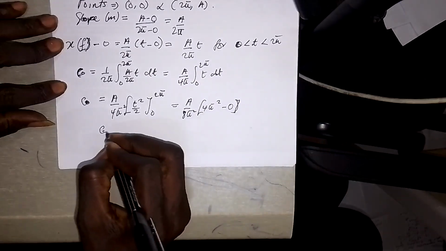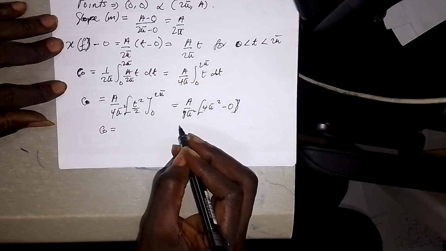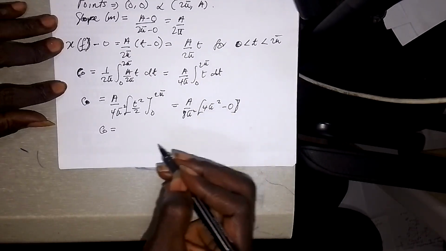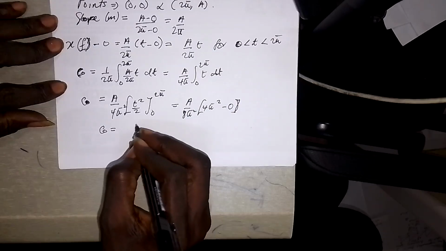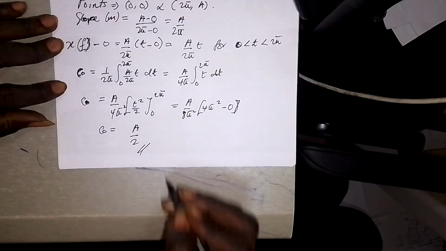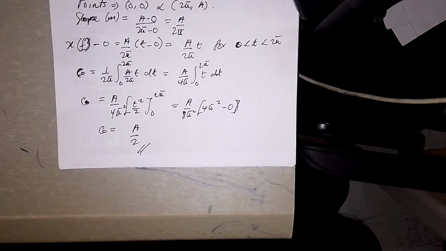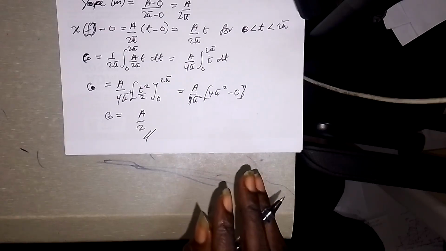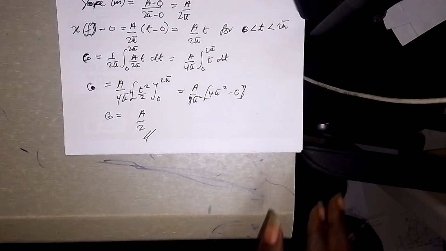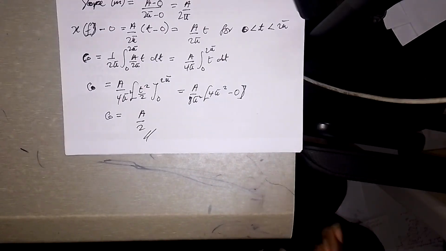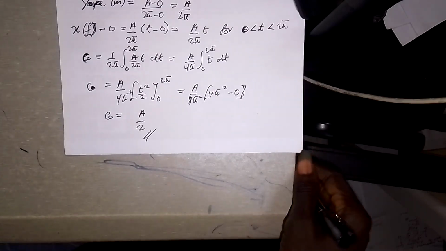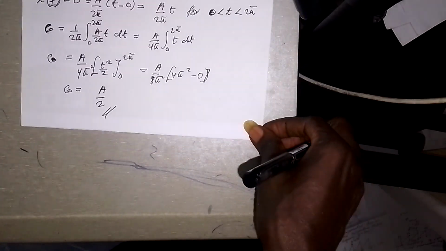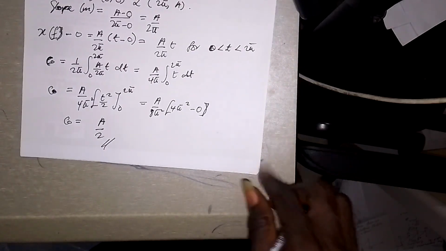So here C0 is going to give me, this will cancel this, it's going to give me a on 2. So this is going to be my C0. My C0 is going to be a over 2. So now, having been able to find my C0, I have to go ahead and find the Cm also.